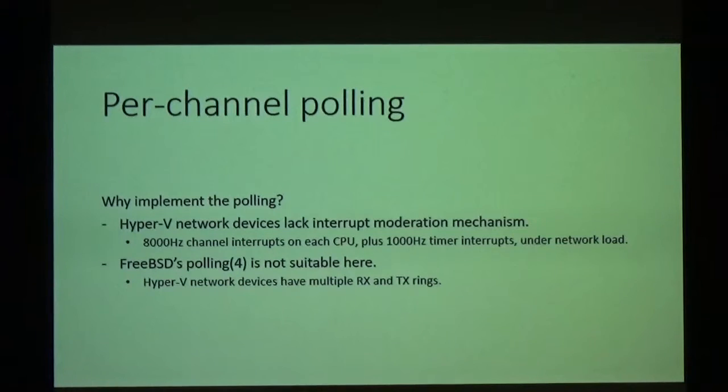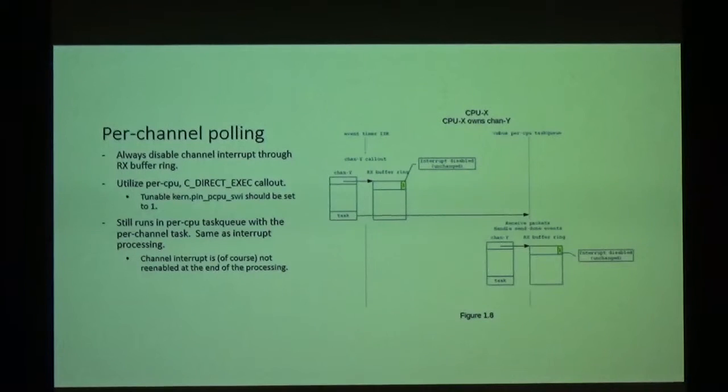Next is why FreeBSD's polling is not suitable here. FreeBSD polling is actually NIC based, so it's not suitable for a network device driver which supports multiple transmission and multiple reception rings. So we have some homemade per-channel polling here. This illustrates how it works. We always disable the interrupt on the RX buffer. It is marked in green.